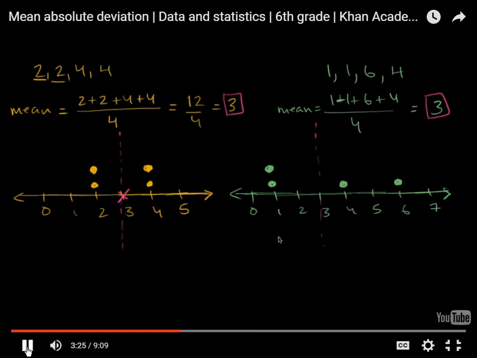We talked about notions of variability or variation. And it looks like this data set is more spread out. It looks like the data points are, on average, further away from the mean than these data points are. And so that's an interesting question that we ask ourselves in statistics. We don't just want a measure of center, like the mean. We might also want a measure of variability.